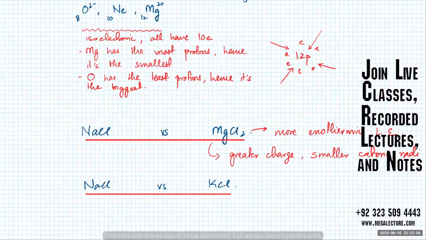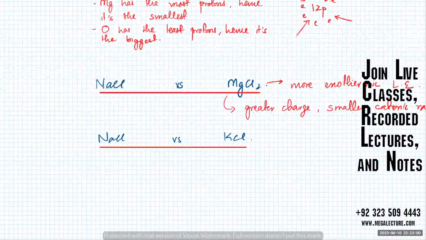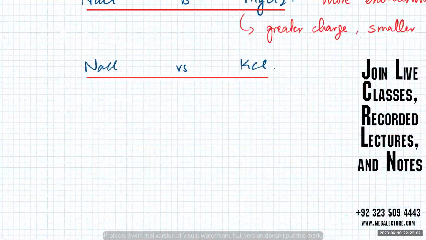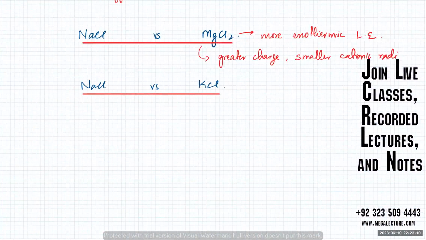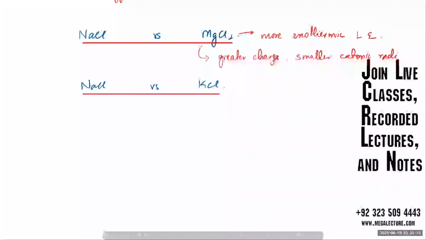NaCl versus KCl. Which one has the stronger lattice, right? Yeah. Why? Because it has the smaller radius. No, I believe it's got the bigger radius.